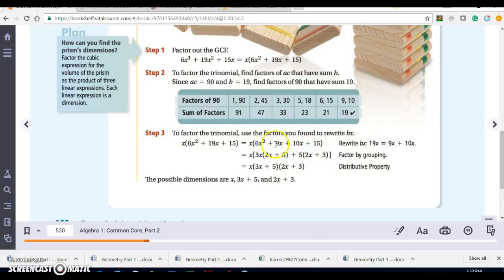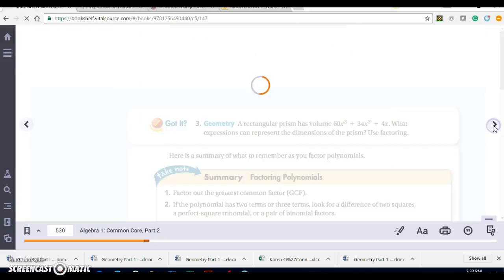I group them. And so I pull out what they have in common. They have a 3x in common. I'm left with 2x plus 3. Here I group those, and I have a 5 in common, so I'm left with 2x plus 3. And so 2x plus 3 is alike, so I pull that out, and I'm left with 3x plus 5. So x times 3x plus 5 times 2x plus 3 are the possible dimensions of my little toy here.